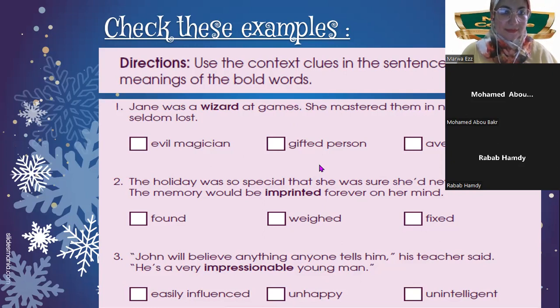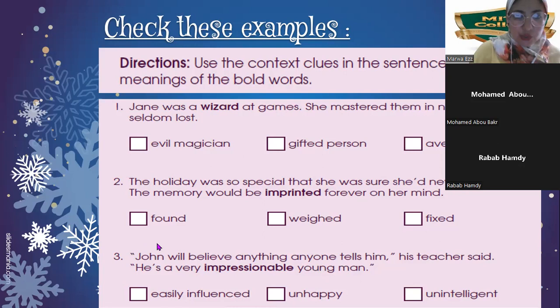But if we play the positive negative game, we'll notice that evil magician won't fit in the sentence. We're not talking about any kind of being evil. We are speaking about excellence in an activity or a game or winning a game. This is why I would choose gifted person. Wonderful, this is perfect because we get the clue of seldom lost. He's always a winner, so he can master this game. That means that he is a gifted person.